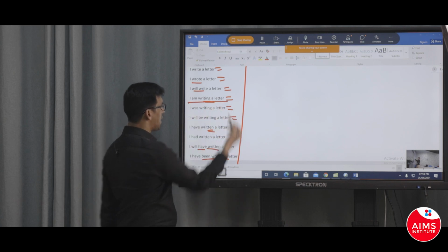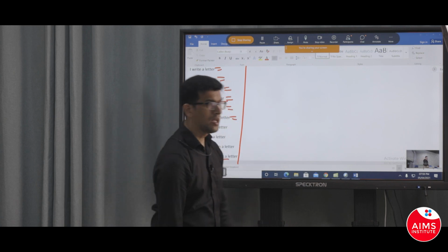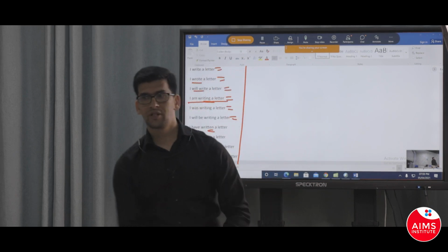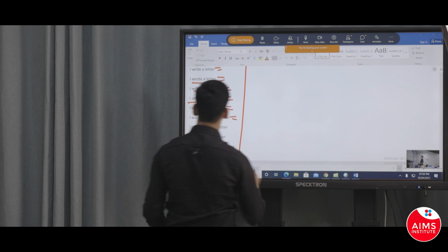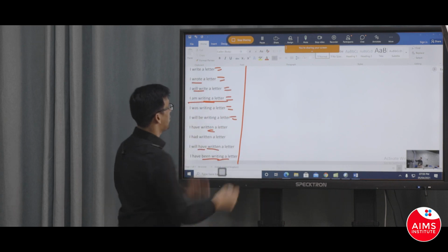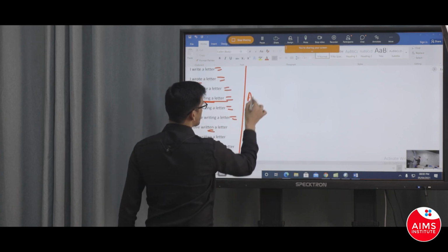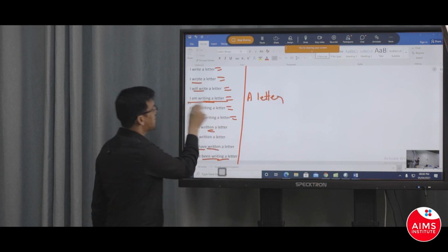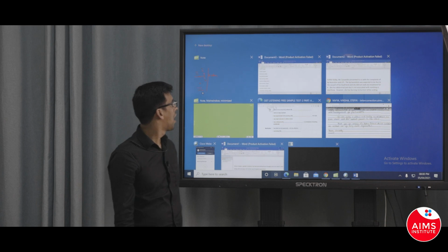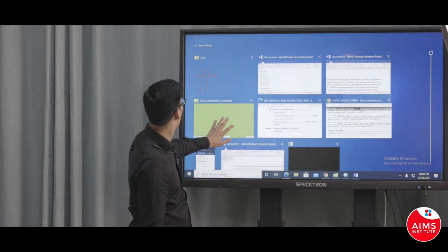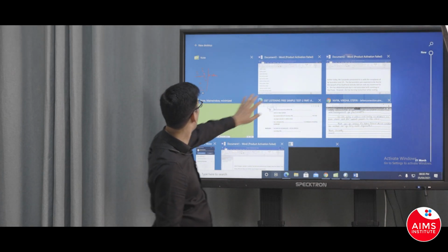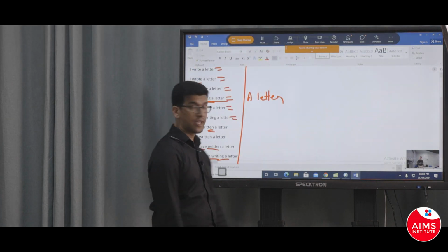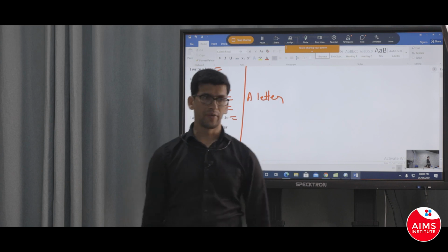I am writing a letter. I gave an example earlier. Anyway, in passive voice, what should happen? A subject should become object and object should become subject. Now let me start with a letter. "I am writing a letter" is which tense? "I am writing a letter" is present continuous tense.